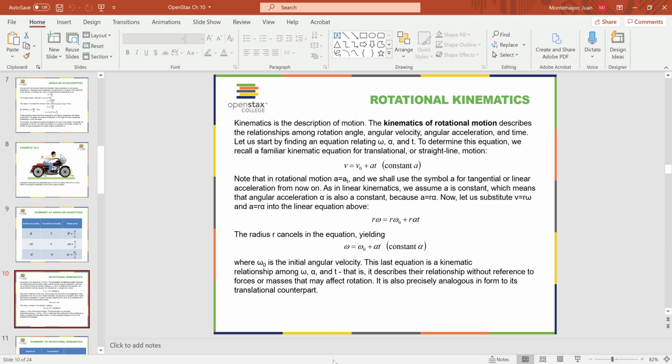Well, the radius cancels all the way through, right? There's a radius in each variable there. So we are left with omega is equal to omega naught plus alpha t, where we know omega naught is the initial angular velocity. This last equation is a kinematic relationship between omega, alpha, and time. That is, it describes the relationship without reference to forces or masses that may affect rotation. It is also precisely analogous in form to its translational counterpart.